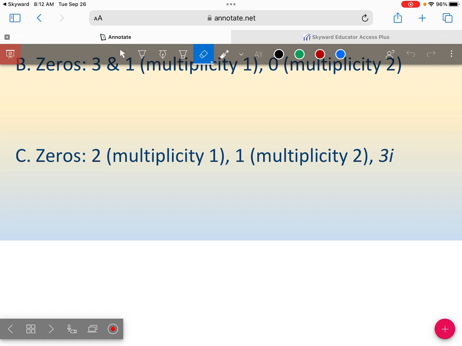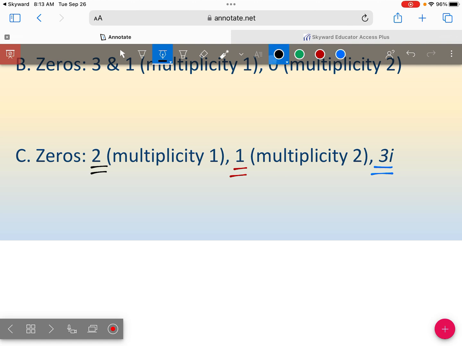For part C, they told us that we have a 0 at 2 that has a multiplicity of 1. We have a 0 at 1 that has a multiplicity of 2. So that tells me it's squared. And then we have this one, which is a 3i. So let's do the easy ones first.